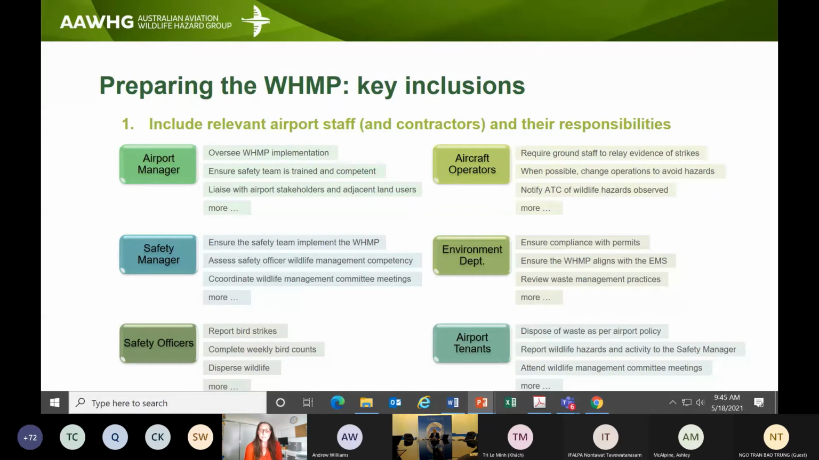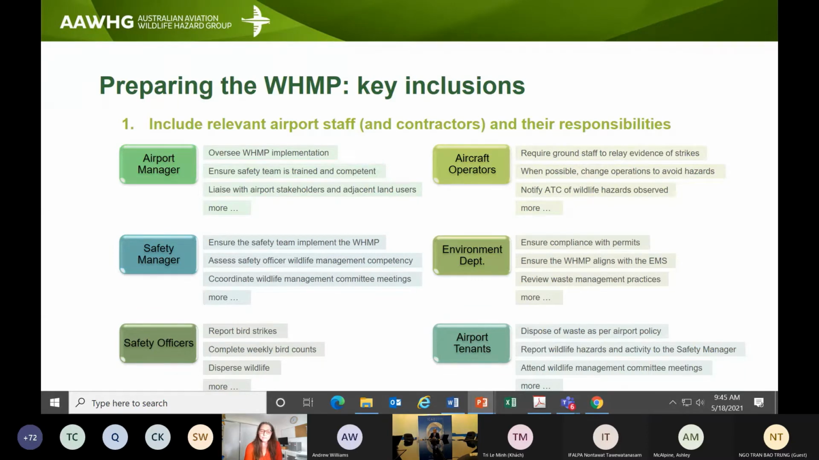But as I mentioned, it really does depend on who's responsible for what at your particular airport. But I should also add that the responsibilities don't necessarily need to lie just with the airport. You may have an operation that allows input from airlines or the regulator or environment departments or whoever else has a vested interest in wildlife hazard management.